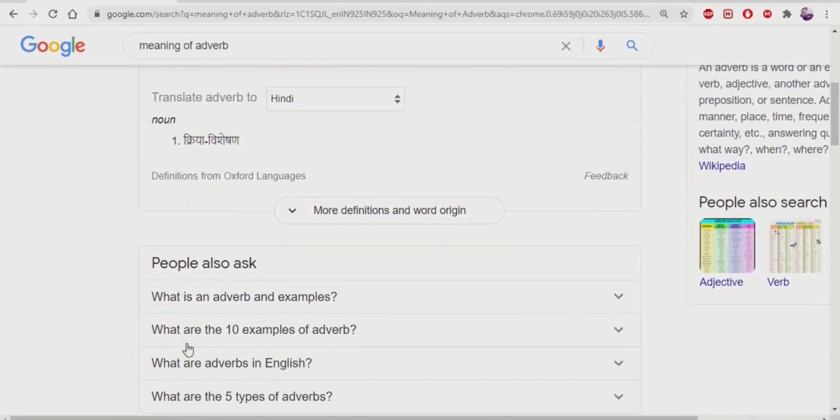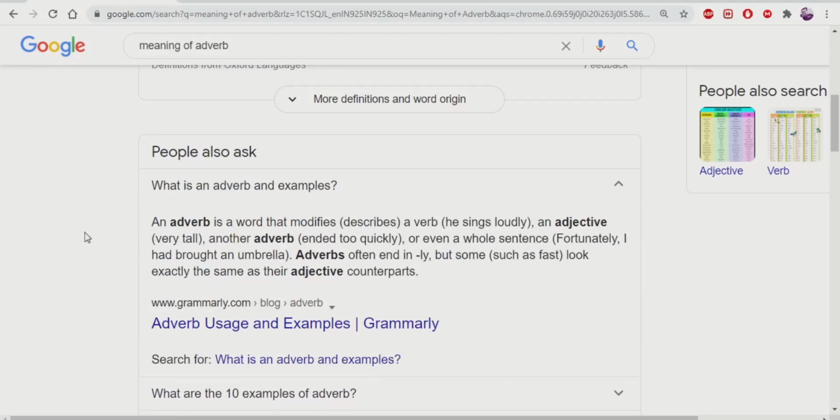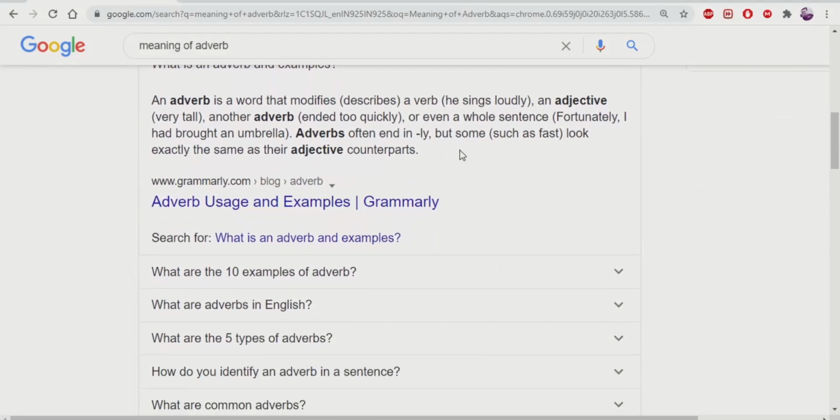You can take an example from Google itself. Over here, he sings loudly. Now if you also say he sings, the sentence is complete. But maybe some of you may want to know, what does he sing? Where does he sing? How does he sing? So, the words that add something more to the verb, over here the verb is sings, that word is known as an adverb. In this sentence, the adverb will be loudly.